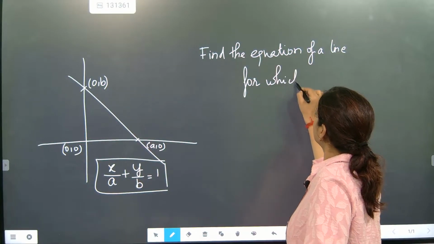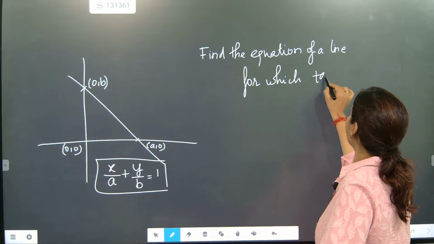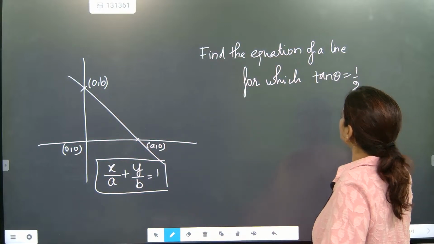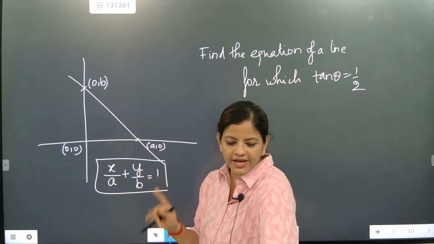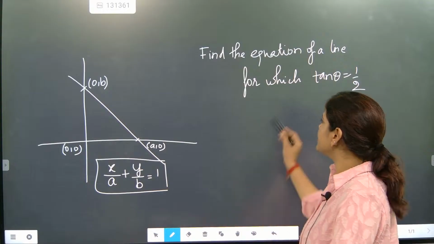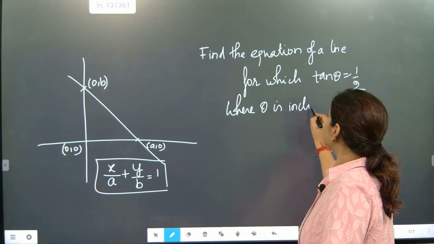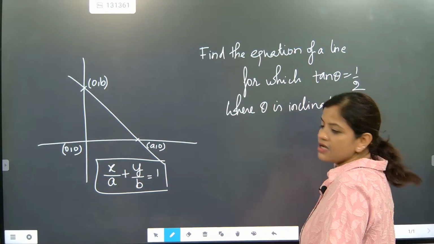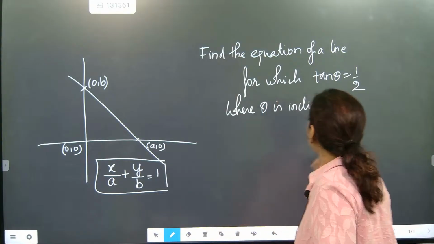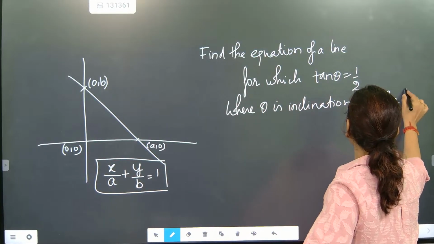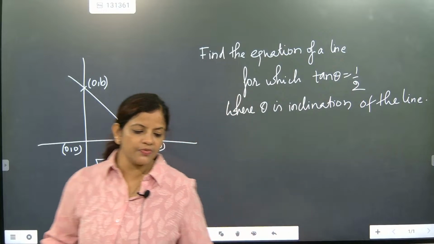for which tan theta equal to 1 by 2. So tan theta is given as 1 by 2, where theta is the inclination of the line. Now you need to understand that x-intercept and y-intercept we have to check.